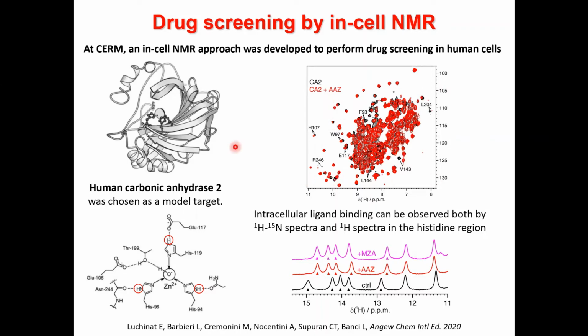Another interesting fact about this protein, which is a metalloprotein, with a zinc coordinated by 3 histidines, is that a few proton signals, including the 3 from the zinc ligands, the histidines, fall in a region of the proton NMR spectrum which is totally free from any other background signals from the cell. This means that even by doing 1D proton NMR without any isotope labeling, we can observe these signals, and we can see whether they are perturbed upon ligand binding or not. So that makes for an excellent model system to do drug screening.